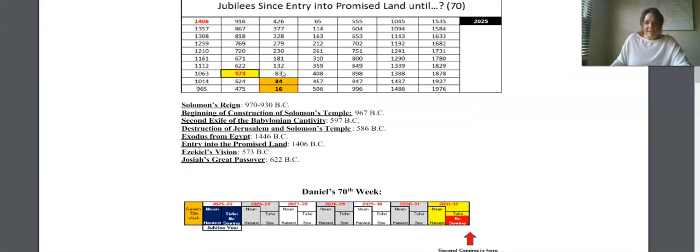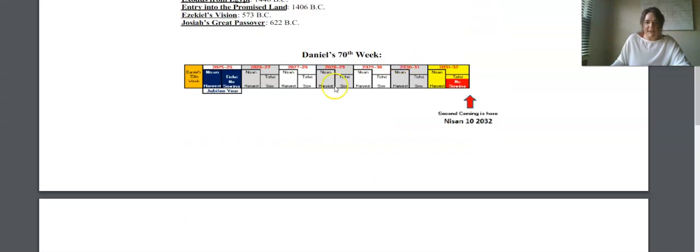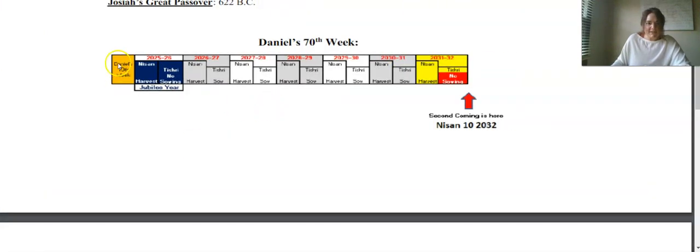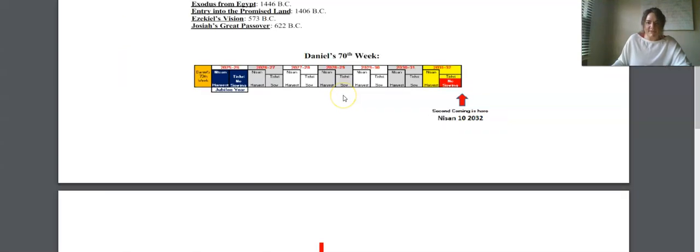So you can go through those references and learn about how Josiah's Great Passover has implication. So basically what that tells us is that from the commencement of the count, when you shall come into the land that I shall give you, then the land shall keep a Sabbath unto the Lord, 1406, 70 Jubilees later is Nisan 10 of 2025, and that is the commencement of the 70th week. And so this is what it looks like. Daniel's 70th week begins in a Jubilee year, and it ends 7 years later on Nisan 10, which is the day reserved for weeks of years.